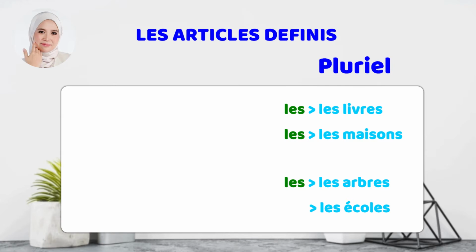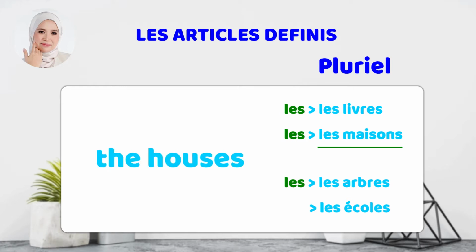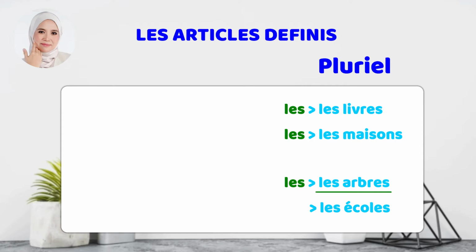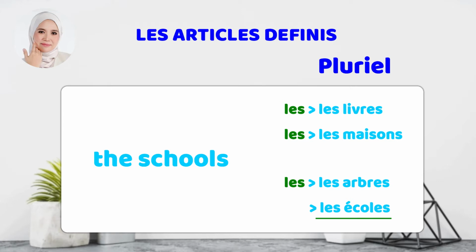So here are other examples of nouns in plural form using the article les. You have les maisons, meaning the houses; les arbres, meaning the trees; and les écoles, meaning the schools. If you notice, the letter S at the end of the words is silent at all times, unlike in English.